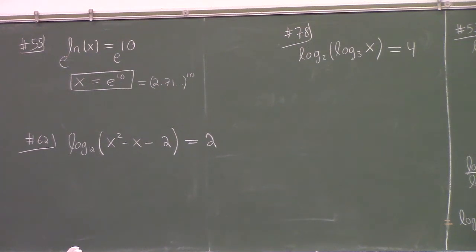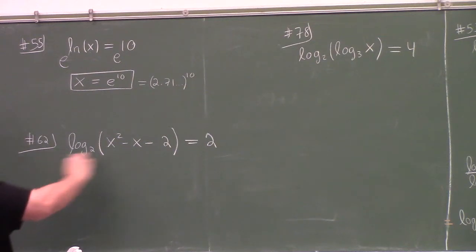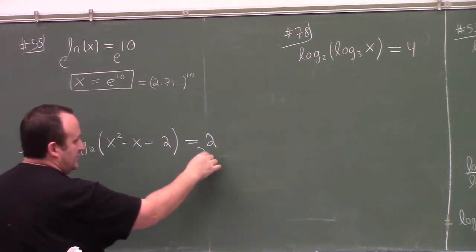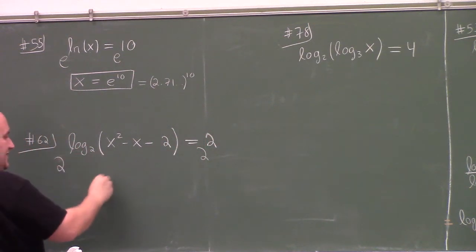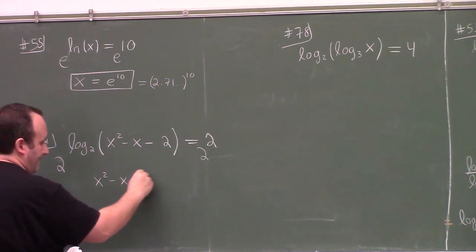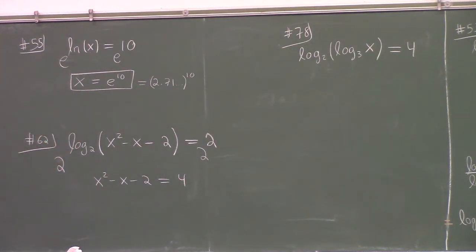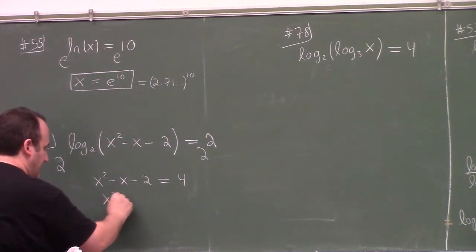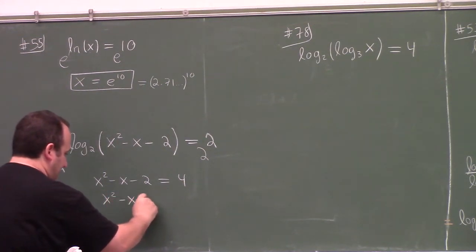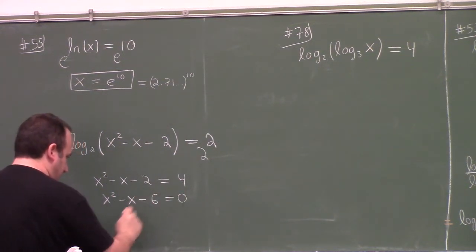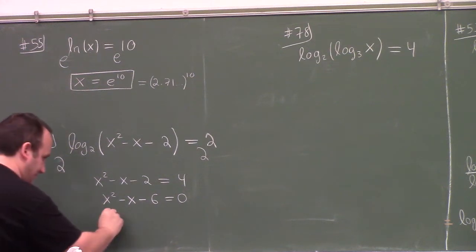So this one, I would suggest we raise both sides to the 2 power. It's like exponentiate base 2. 2 to the log 2 equals 2 to the 2. Well, 2 to the 2 is 4, and 2 to this is just that. And then it's a quadratic equation, so we know what to do. We're supposed to know what to do. We will know what to do by next Monday, right?